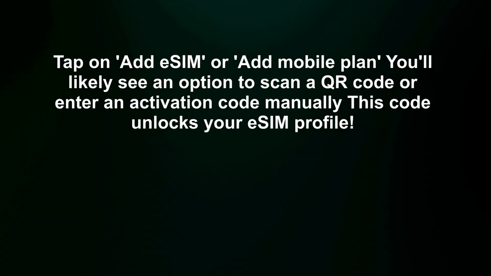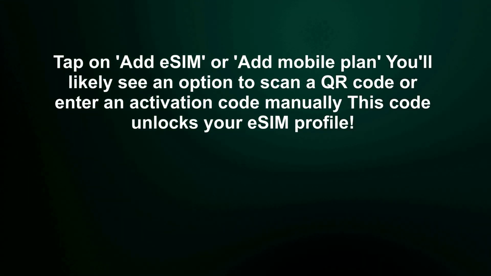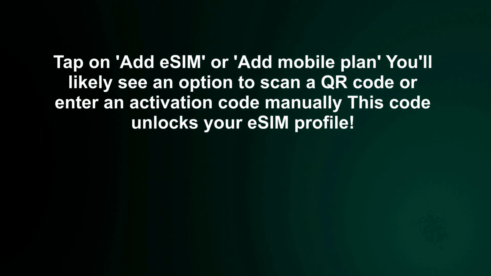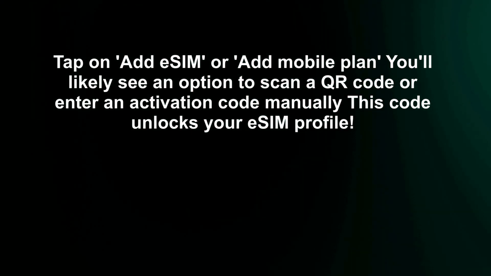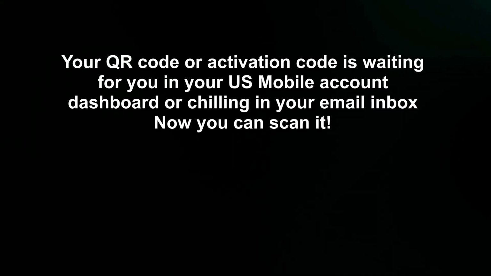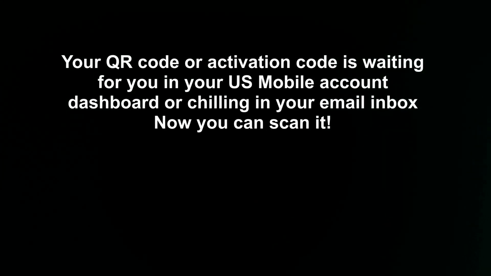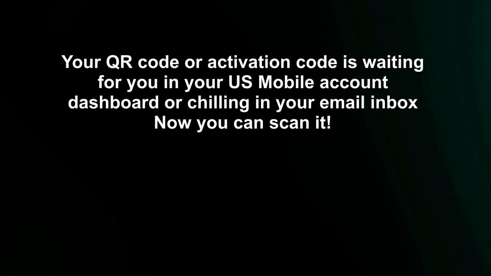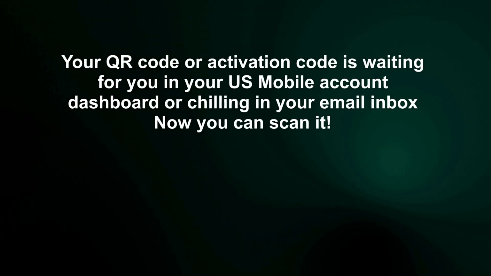Tap on Add eSIM or Add Mobile Plan. You'll likely see an option to scan a QR code or enter an activation code manually. This code unlocks your eSIM profile. Your QR code or activation code is waiting for you in your US Mobile account dashboard or chilling in your email inbox. Now you can scan it.